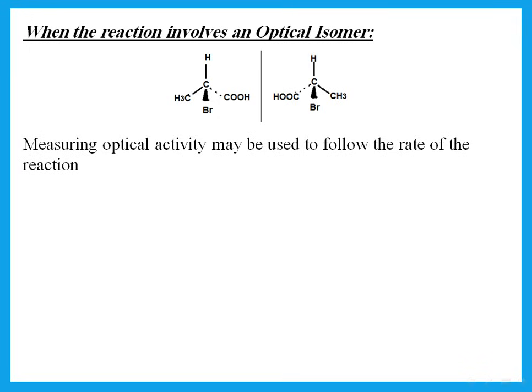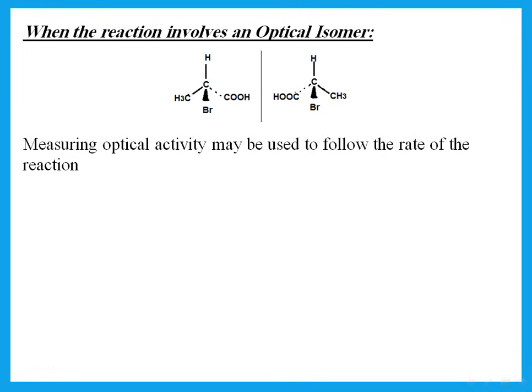Another method of following the rate involves optical isomers. We're going to be talking a lot about optical isomers when we do the organic chemistry part, but for now, just know that an optical isomer is one in which the carbon atom is bonded to 4 different groups. So in this case, the carbon is bonded to a hydrogen and to a CH3 and to a Br and to a COOH. So these are 4 different groups.